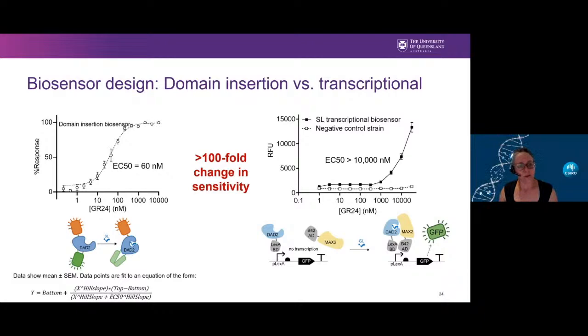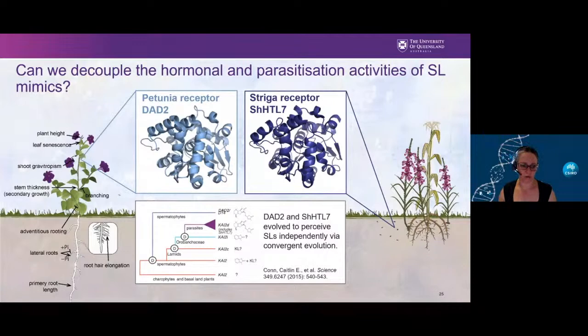She was also interested in trying to determine if she could develop sensors that were based on different types of sensing systems, perception systems. So the Petunia one is the one she already had, and she wanted to look at the striga receptor to see if she could differentiate between strigolactones that act as germination stimulants and strigolactones that act as hormones. Because, of course, there's this constant chemical warfare that goes on in terms of evolution between the striga plants, the witchweeds, and their target host organisms.